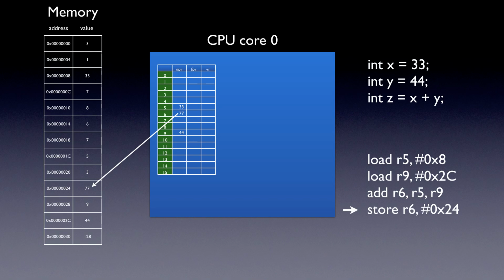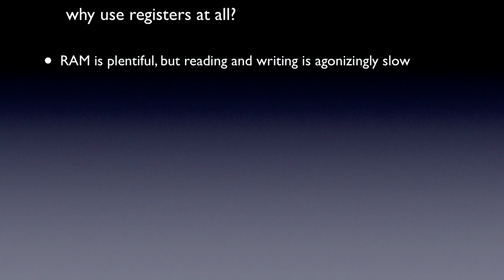So that's basically how things are done. Now here's a little bit about the why. Why use registers at all? It just seems like you're doing a lot of unnecessary copies, so why even bother? Number one, you have a lot of RAM in your system. Well, a relatively large amount of RAM, but reading to it and writing from it is agonizingly slow, even with cache.